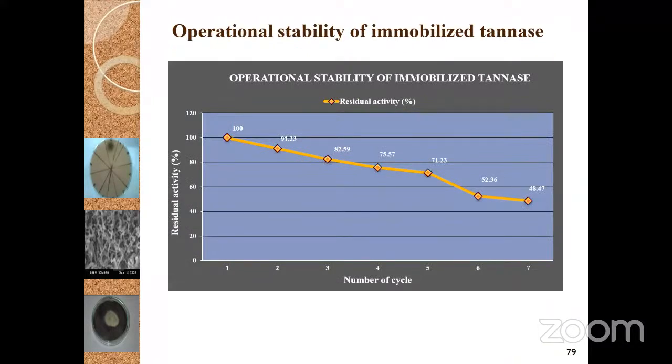Then after this study, we checked the operational stability of the immobilized tannase, and it was observed that we can use this immobilized enzyme repeatedly, up to 7 cycles, because at the 7th cycle it still retains 48.47% of the enzyme activity.